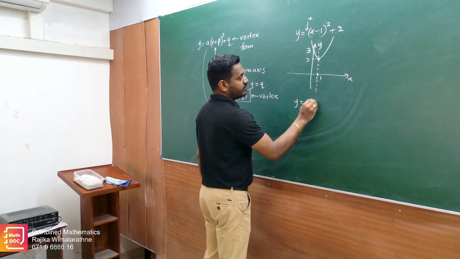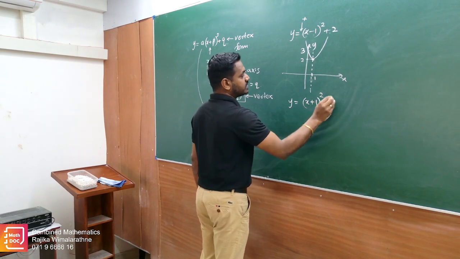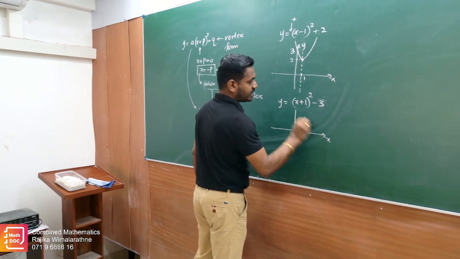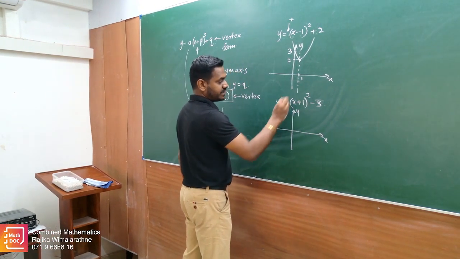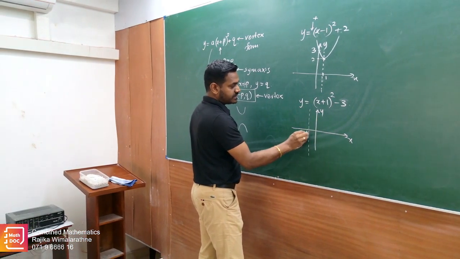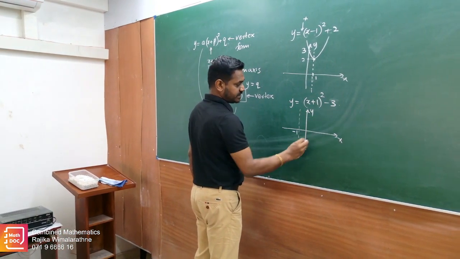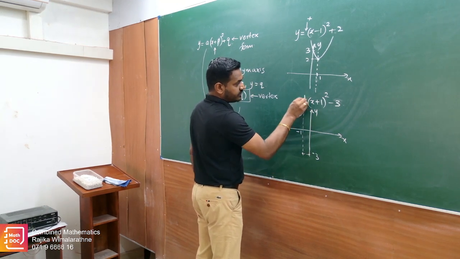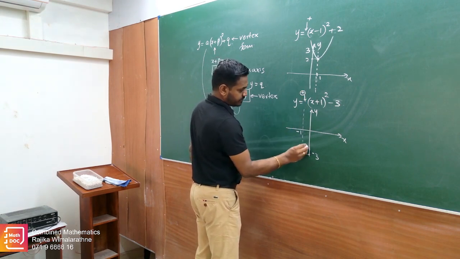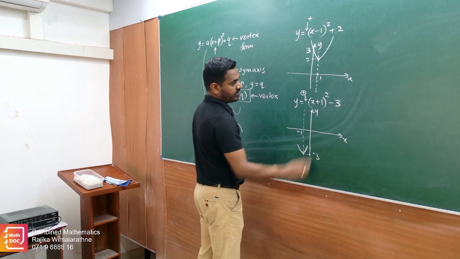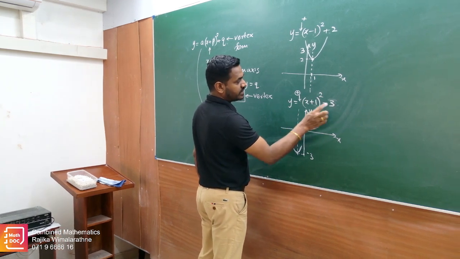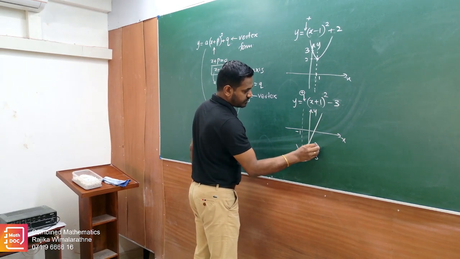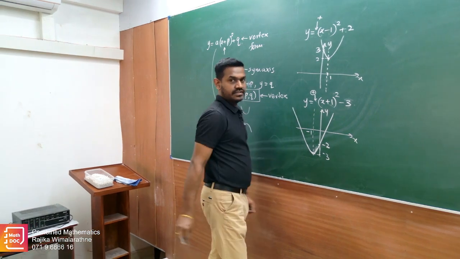Then y equals (x plus 1) squared minus 3. Let's check this. Here the x-axis, y-axis. Here the zero value is minus 1. The symmetrical axis is minus 1, and the corresponding y value is minus 3. The leading term is positive, so you get a minimum shape, parabolic. When x equals 0, 1 squared is 1, 1 minus 3 is minus 2. Therefore, it passes through minus 2. Likewise, you complete the function.